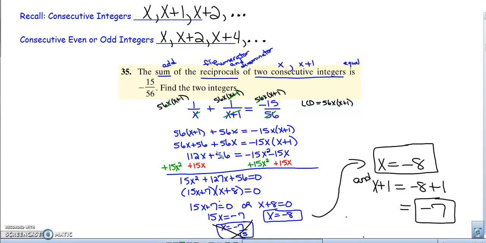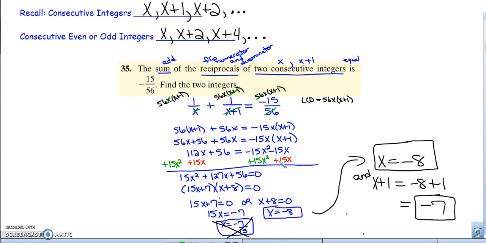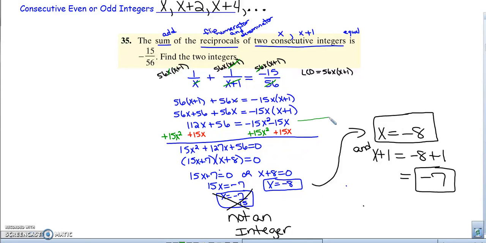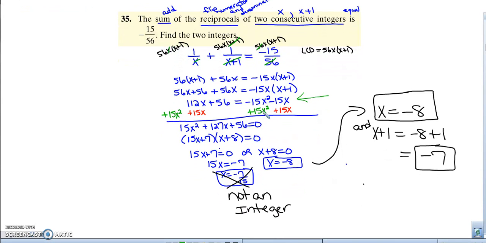Combining like terms on the left side, 56x and 56x gives us the 112x. When you get down to this line right here, you realize, wow, we've got a quadratic equation because I see x squared as the highest power. So I'm going to put it in standard form, moving everything to one side. So I chose to move the 15x squared over by adding it, and the negative 15x by adding it as well. So we end up with 15x squared plus 127x plus 56 equals 0.